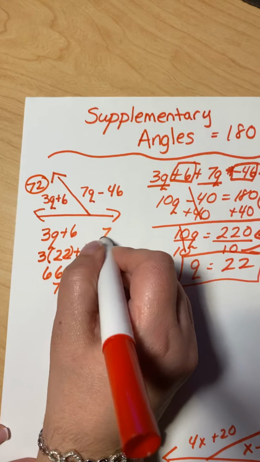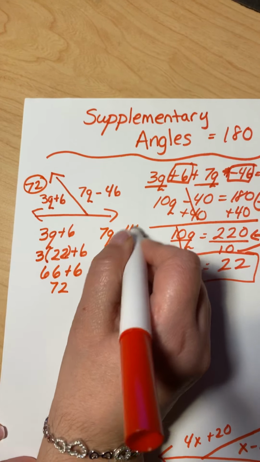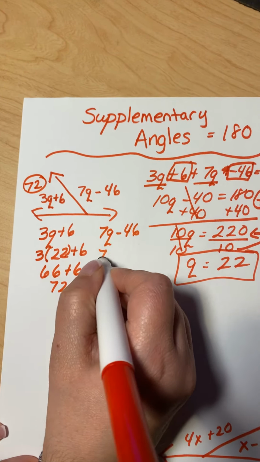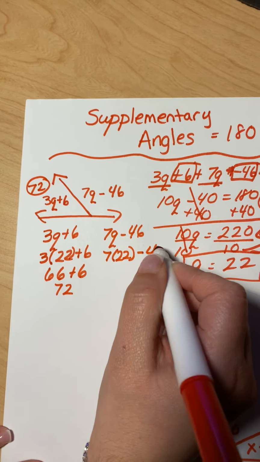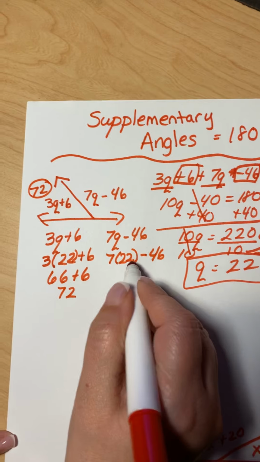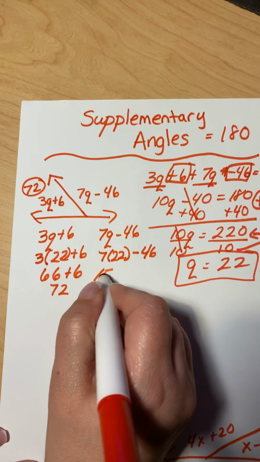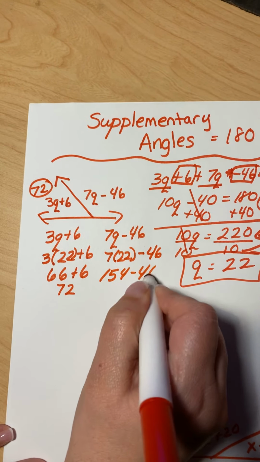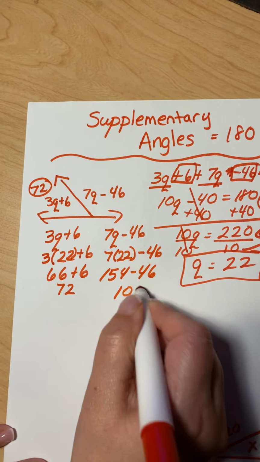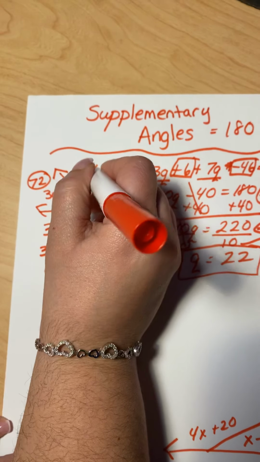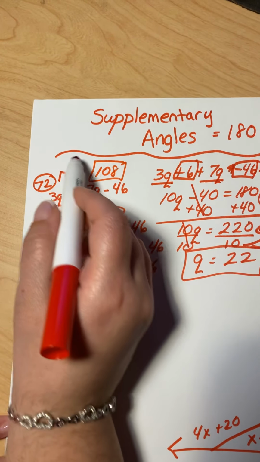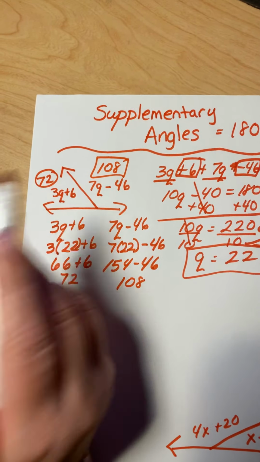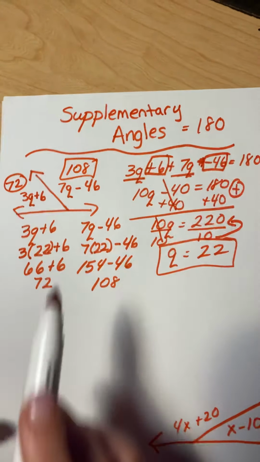Now we have to figure out 7q minus 46. 7 times 22 minus 46. 7 times 22 is 154. Minus 46 gives me 108. So this angle is 108. And I know that's right because 72 plus 108 gives me 180 degrees.